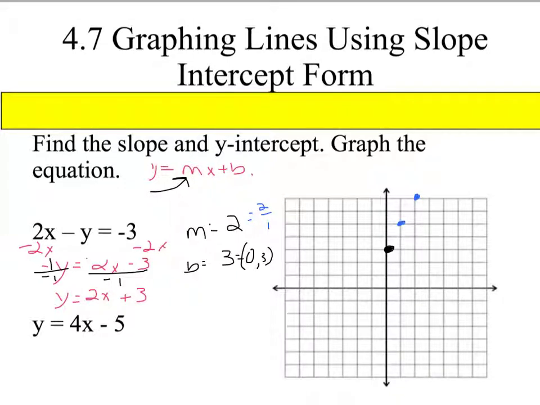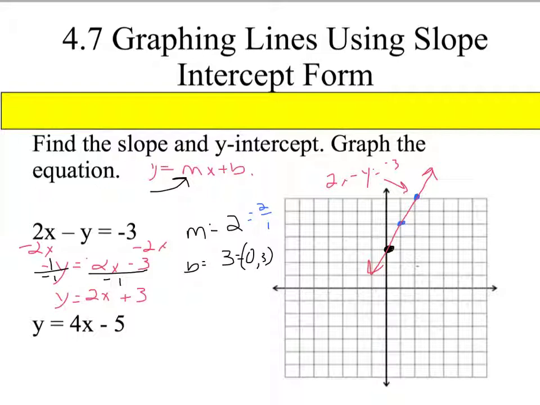Do I have 3 points? Yes, I do. And I can graph this line. That line represents the equation 2x minus y is equal to negative 3. Okay, right there. Awesome. I just graphed the equation.